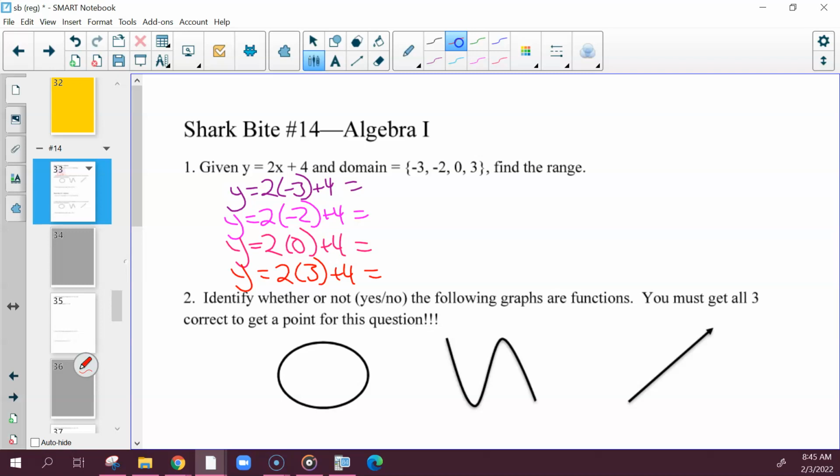2 times 3 is 6. 6 plus 4 is 10. 2 times 0 is 0. Plus 4 is just 4. 2 times negative 2 is negative 4. Plus 4 is 0. And 2 times negative 3 is negative 6. Plus 4 is negative 2. And then you would need to list them in curly brackets. The range is, from least to greatest, negative 2, 0, 4, 10.